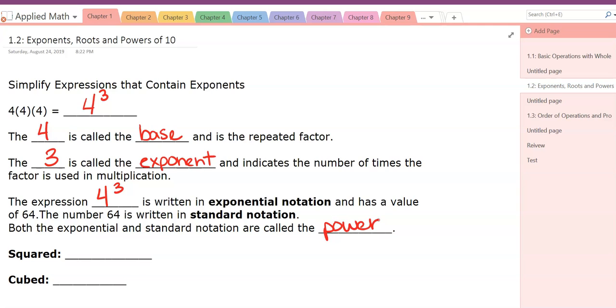So if you had something that said 4 squared, that would look like that, and 4 cubed would have a 3. Anything bigger than 3 as an exponent doesn't really have a name for it. We don't call something raised to the 4th power something special. So anything over 3, so 4, 5, 6, and so on, are just spoken as raised to a power of 5 or to the exponent of 5.